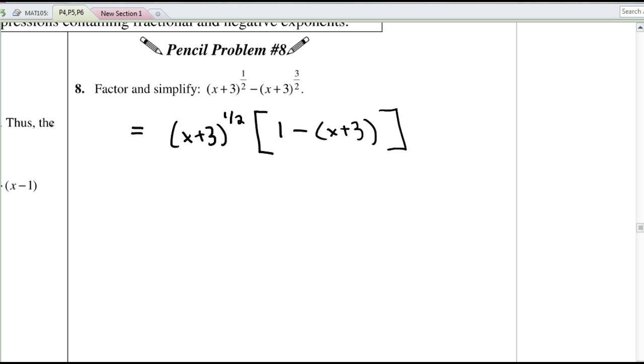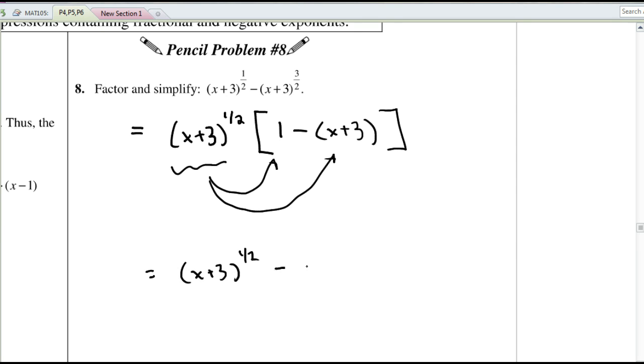And the reason for that is, let's just check. If we multiply back through, we'll get what we wanted. You'd get (x plus 3) to the 1/2, and then you'd get minus (x plus 3) to the 1/2 times (x plus 3), and that's really to the first power.